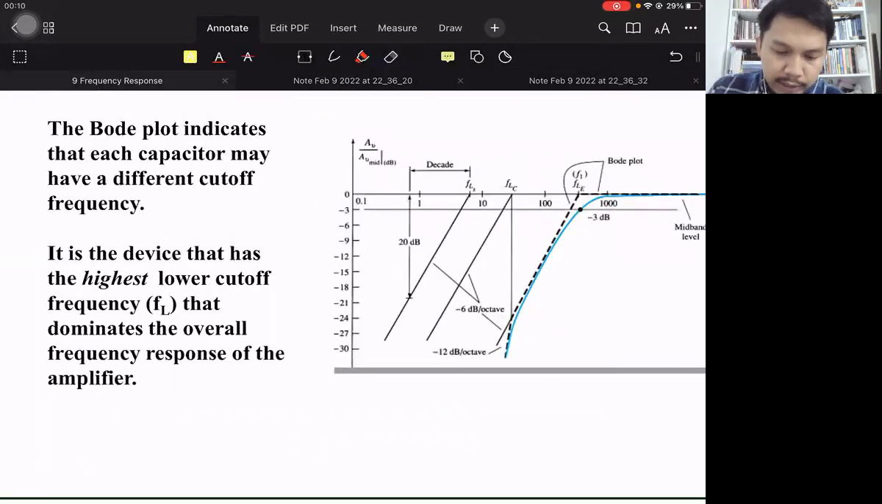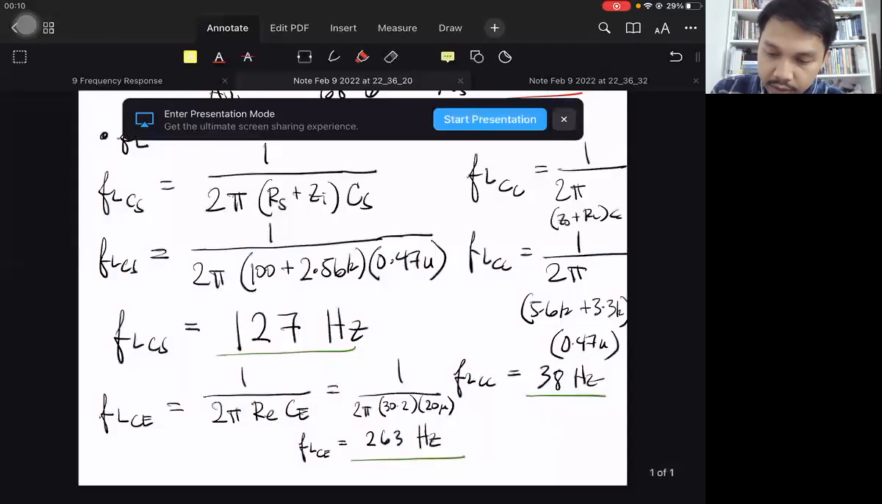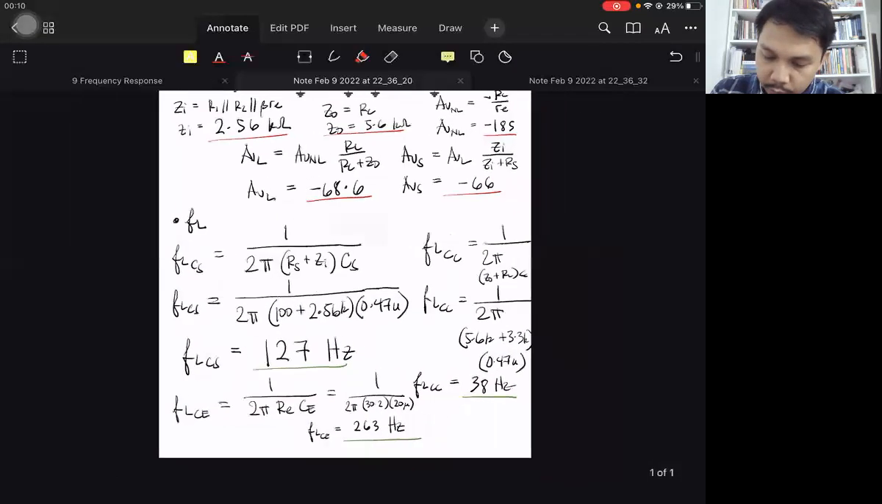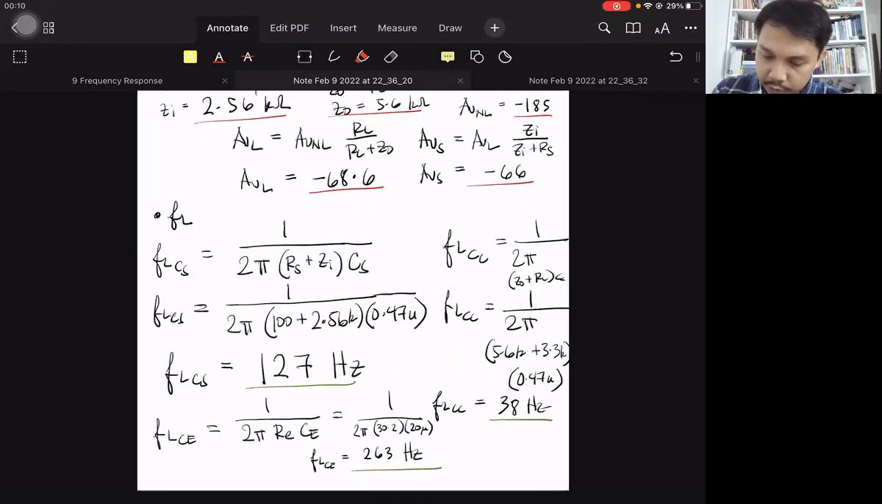Right, so the Bode plot indicates that each capacitor may have a different cutoff frequency. Okay, correct. It illustrates that the device that has the highest lower cutoff frequency dominates the overall frequency response of the amplifier. So the highest lower cutoff frequency among these three is 263 hertz. So we conclude.